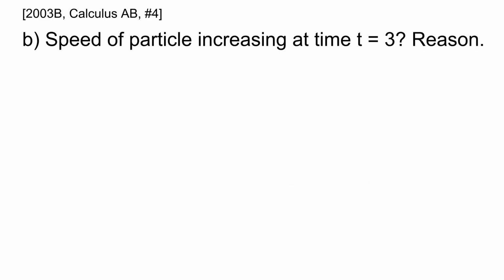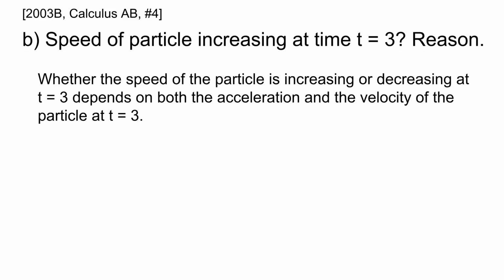In part B of this question, we are asked to determine if the speed of the particle is increasing at time t equals 3 and to provide a reason. So whether the speed of the particle is increasing or decreasing at t equals 3 is going to depend on both the acceleration and the velocity of the particle at t equals 3. Now, note from part A, we've already determined that the acceleration at time t equals 3 is negative.